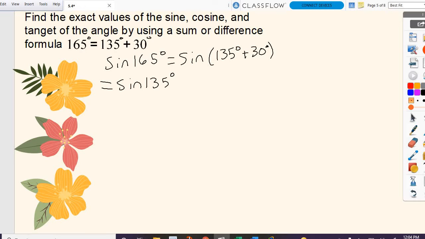Now, most of these, when we're using our sum or difference, because we're using the unit circle, you're going to have lots of square root of 3, square root of 2s, and 1/2, okay? So that means that it's even more important that you use the right signs, so positives or negatives. So we have sine of 135 times cosine of 30 plus cosine of 135 times sine of 30.